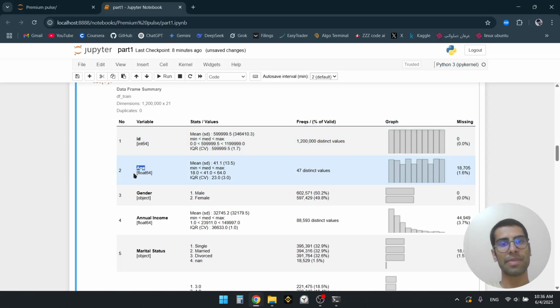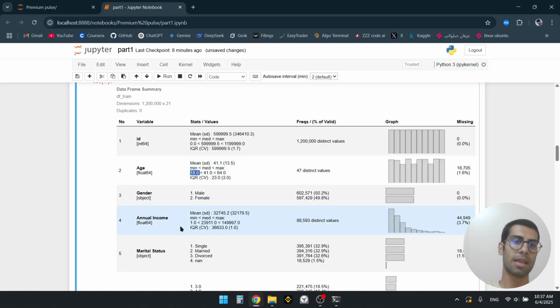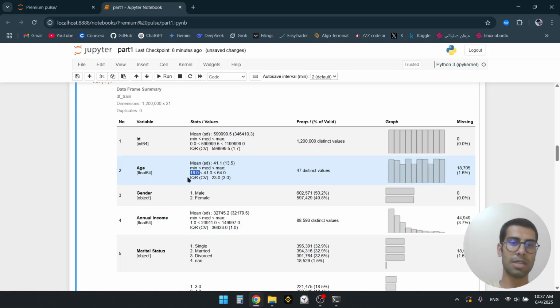And we have age here. We can see that we have the mean of 41.1. The standard deviation of age is about 13 and a half. The minimum value for age is 18, and the maximum is 64, which is really natural for a data set that is about banking or financial credit score or financial risk, since you should be of legal age to have these kinds of opportunities to use banking or things like that. So it's pretty straightforward.